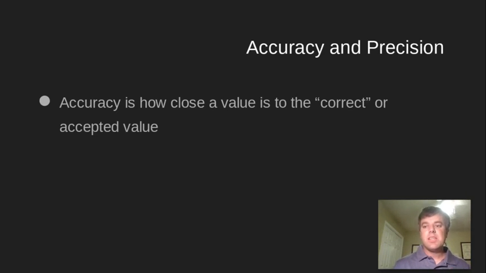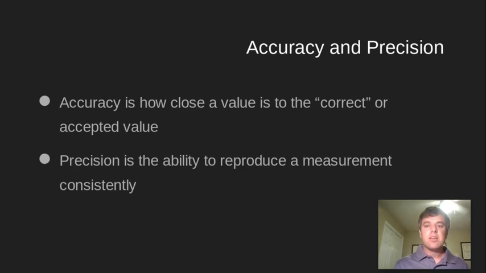Accuracy is getting the correct answer. For instance, if you are using an infrared thermometer to take someone's temperature, if that thermometer shows what their body temperature actually is, it's considered to be accurate.